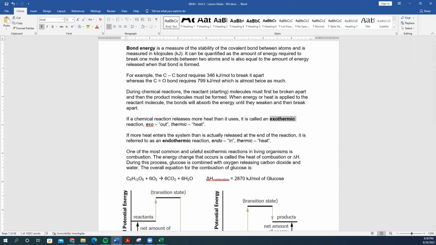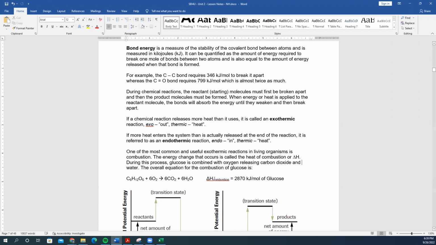And if you have a type of reaction where you require more heat to be input into the system than is released at the end of the reaction, in that case, you have an endothermic reaction. And in this case, endo means in, and thermic means heat. It means this reaction is absorbing heat energy. It's endothermic.